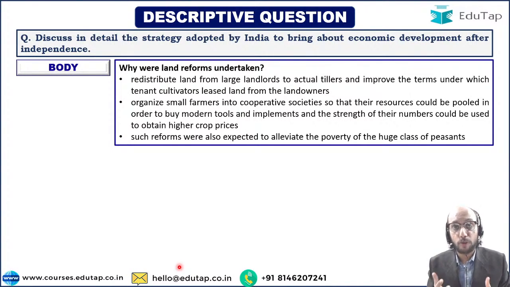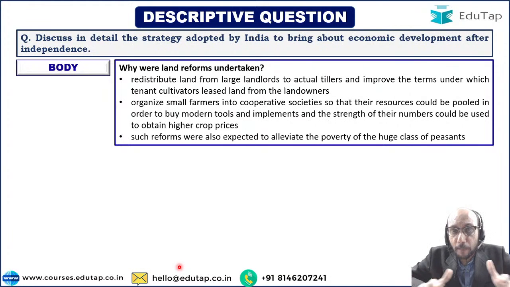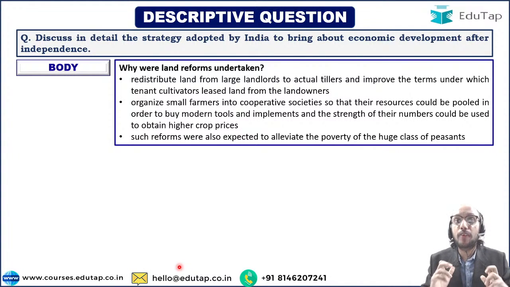We believed from the bottom of our heart that if the actual tillers become landowners, their incentives to perform their activity well will increase, their incentives to invest in their land will increase. If we are able to organize small farmers into cooperative societies, they will be able to come together as a collective. They will be able to pool together their resources, undertake their activities in a good manner, and also obtain a higher crop price through the power of bargaining through the large numbers of a collective.